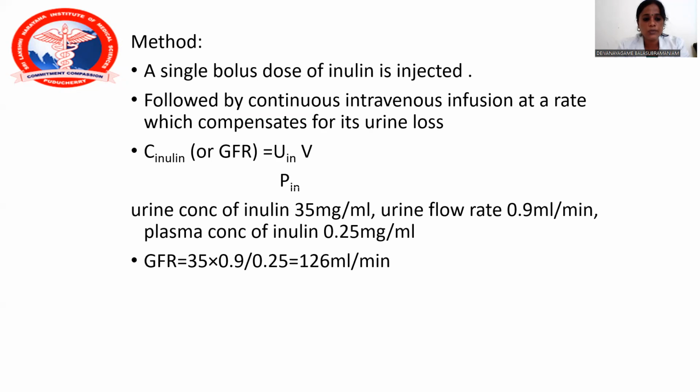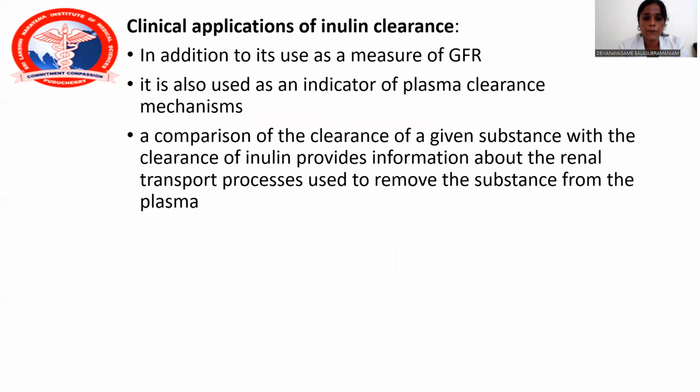So we put the values there. Urine concentration of inulin is 35 milligram, urine flow rate is 0.9, and plasma concentration is 0.25. So GFR is equal to 35 multiplied by 0.9 divided by 0.25. You get the value as 126 ml per minute.